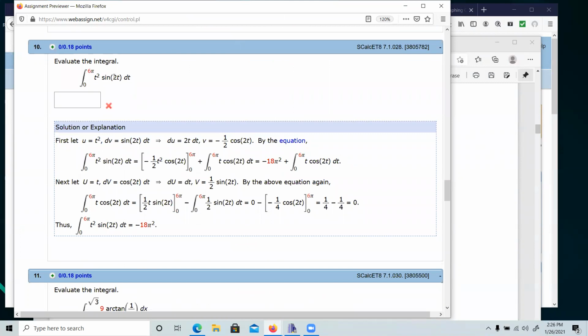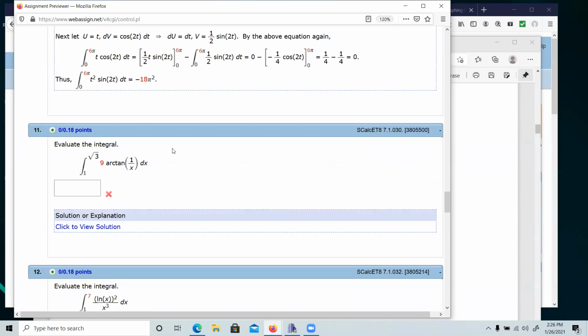So t squared sine 2t. Let's try that one. Actually, how many more do we have here?